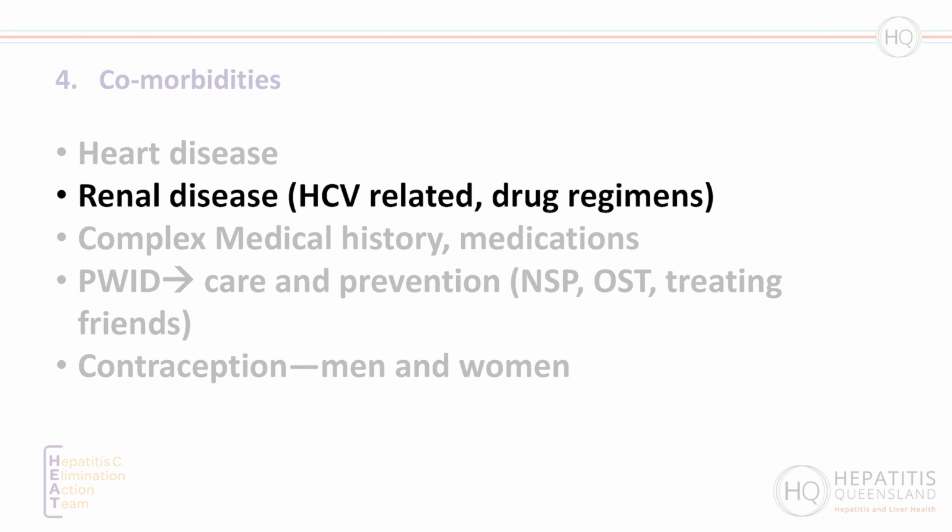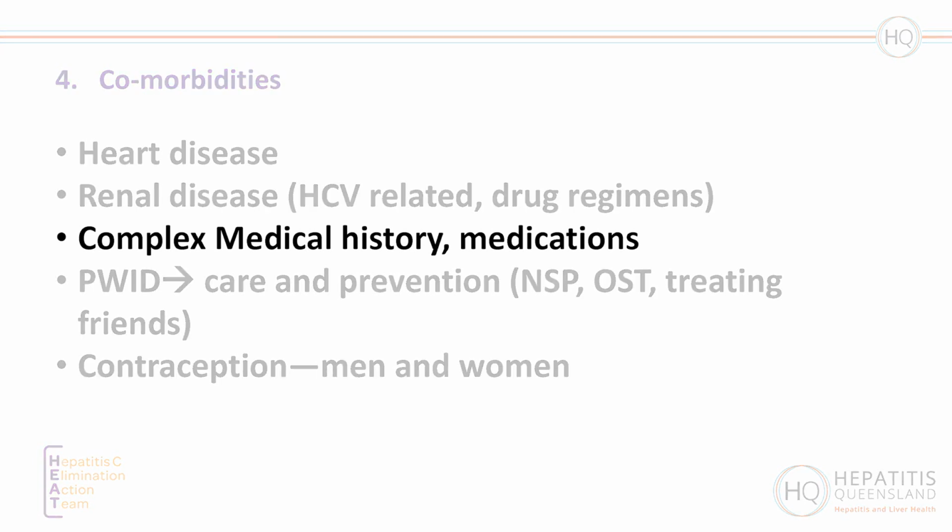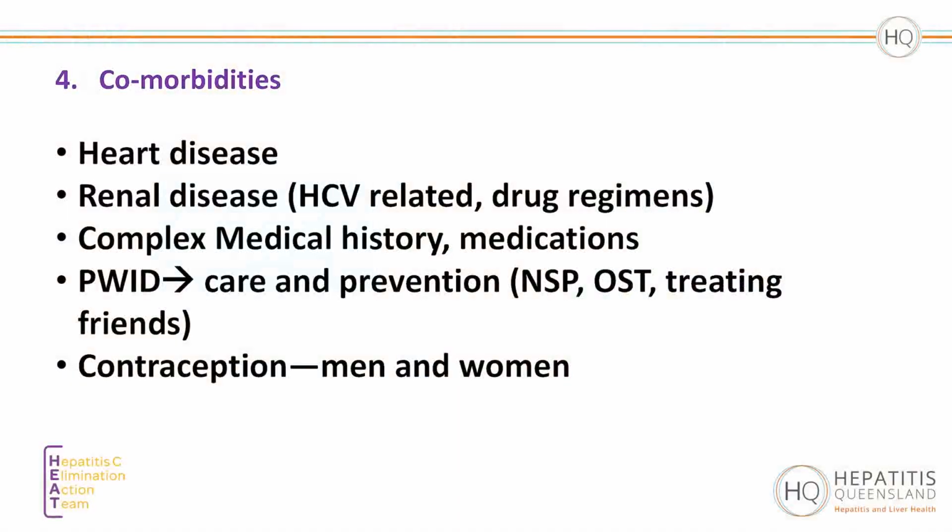Renal disease is important. It sometimes can be HCV related due to immune complexes, but also some of the drug regimens have to be altered if the person has renal impairment to a significant degree. Also, if patients have a really complex medical history and are on multiple medications, that can be quite tricky. I've had patients like that and I have referred them, because sometimes it can be quite tricky to work out exactly what to do with them.